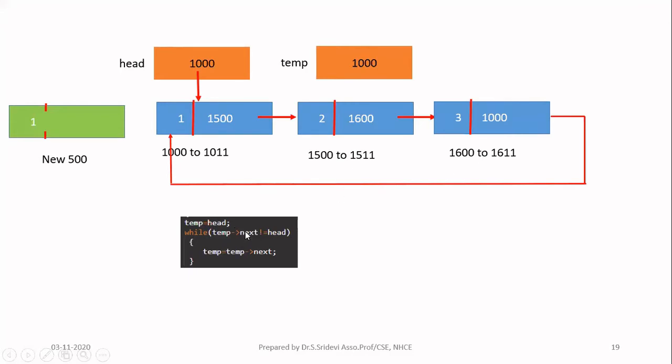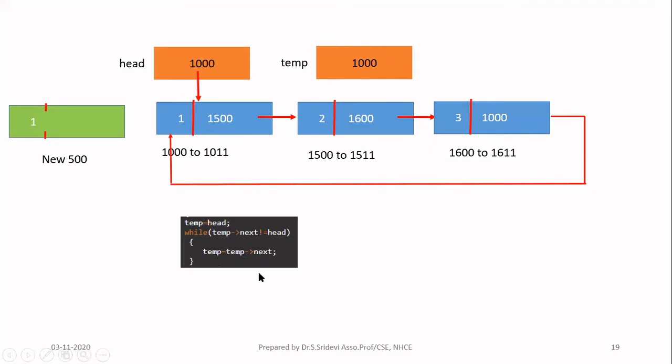You have to check whether the next field of temp is not equal to head. If it is not equal to head, it is not the last node. If it is equal to head, it is the last node. So I am checking whether the next field of the temporary node is not equal to head. If so, I have not reached the last node, so I have to make my travel to reach the last node. To make my travel easy, I am storing this: temp is equal to temp arrow next.